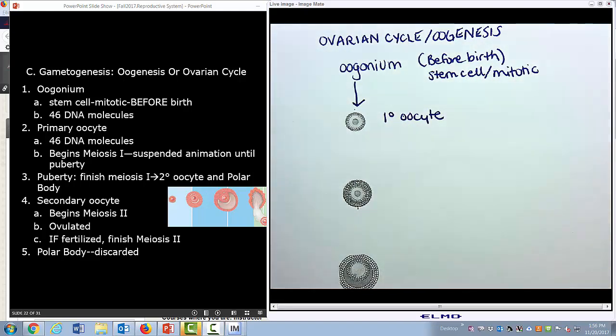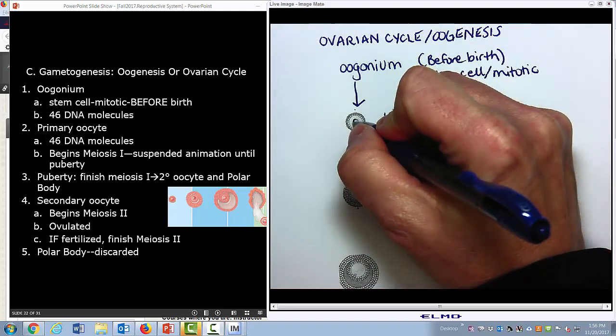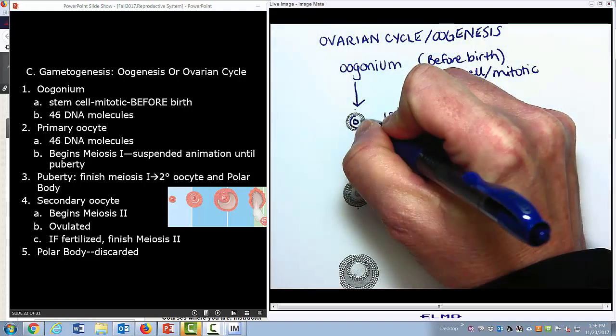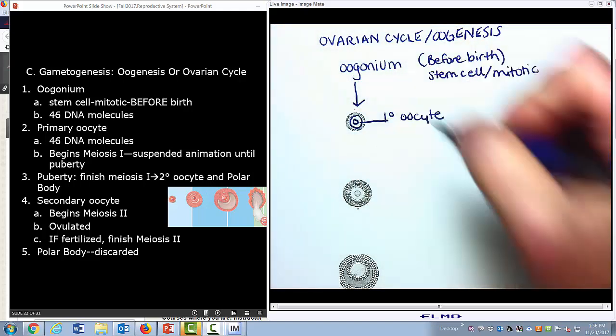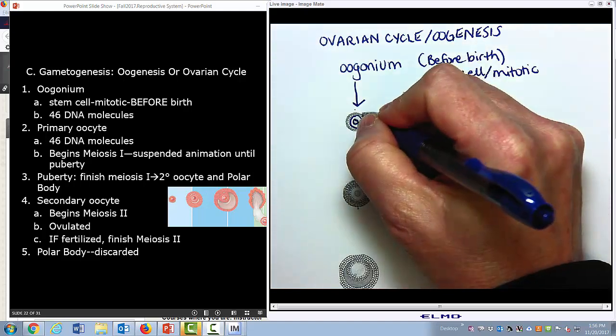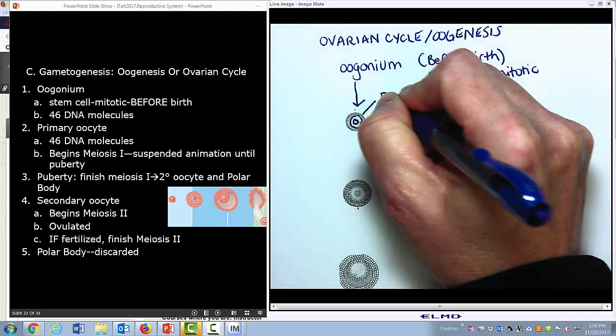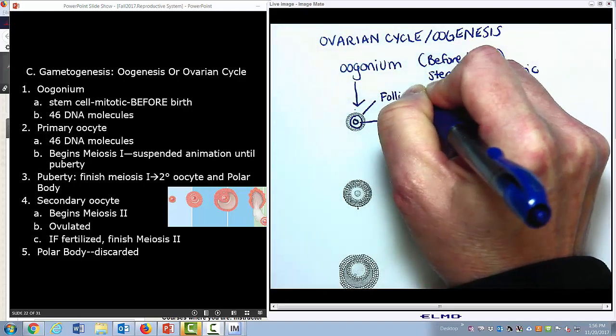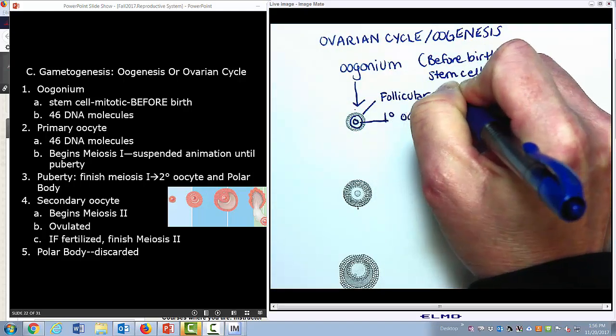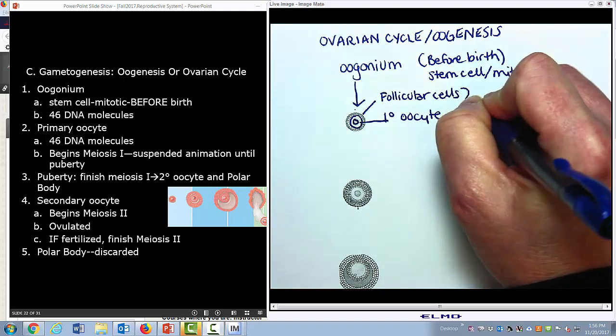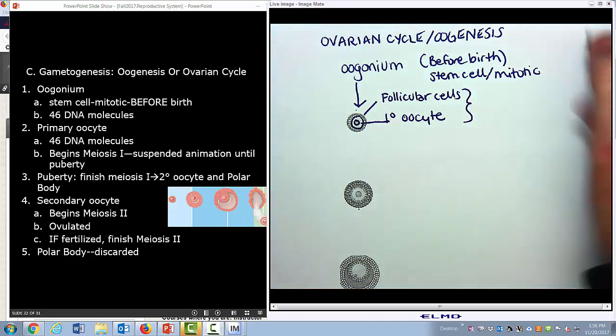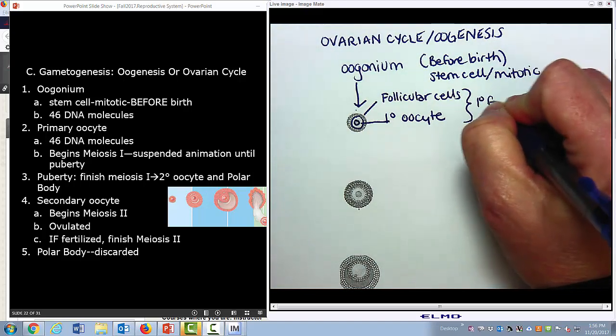Okay, so we have the cell, there's the nucleus and the oocyte, so that whole thing is the primary oocyte. The little cells that are stuck to the top and surrounding it are the follicular cells. So these are support cells, and together the follicular cells and the primary ovum make up the primary follicle.